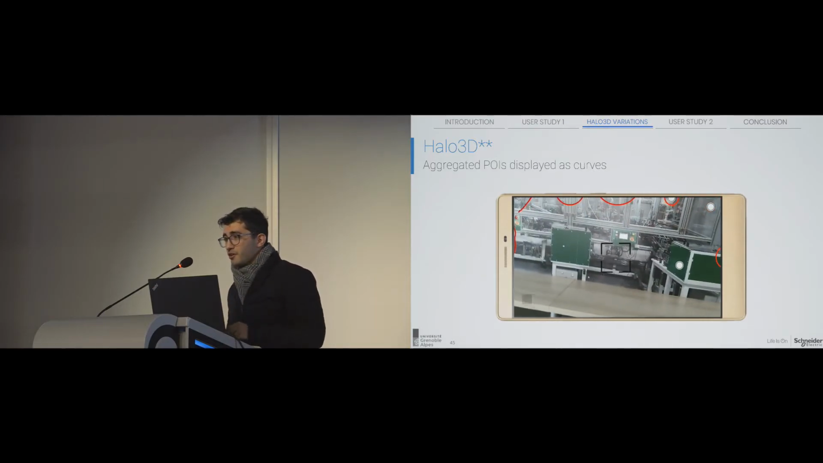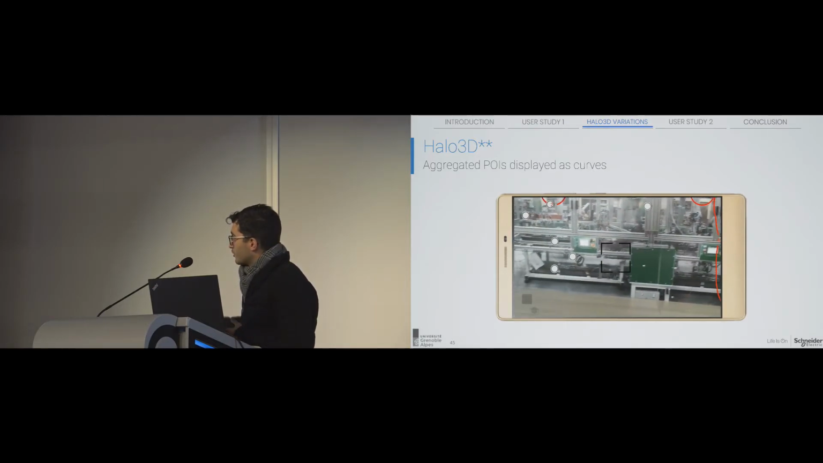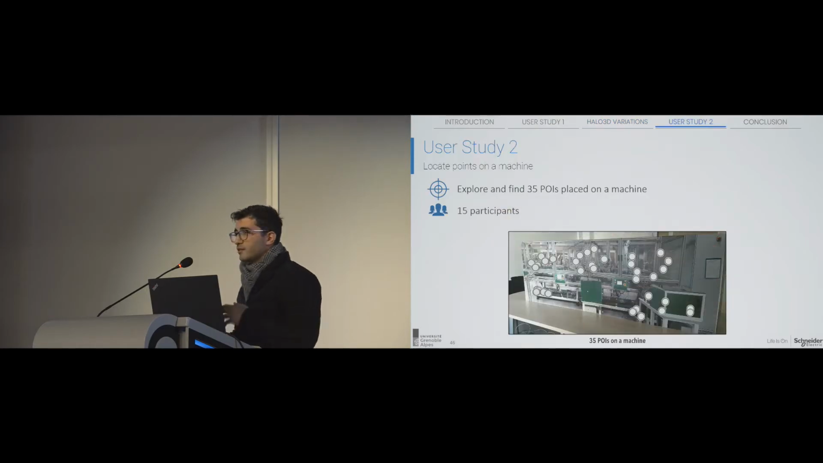So now the purpose of our second user study is to compare these 2 new techniques with the 3 previous techniques we compared in the first user study. Here the objective was to find 35 points of interest placed on one face of a machine. So to reproduce complex industrial environments, we took a picture of a real production machine and we printed this picture on a 3 meters per 75 centimeters large panel.